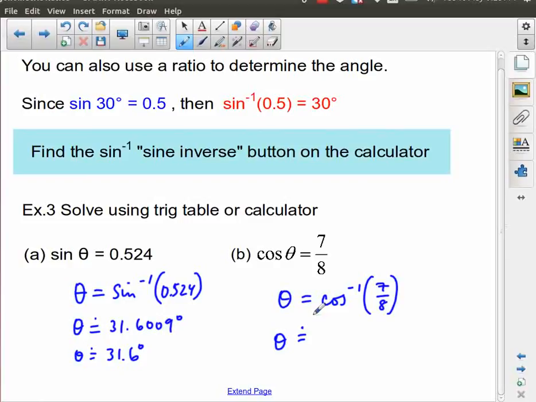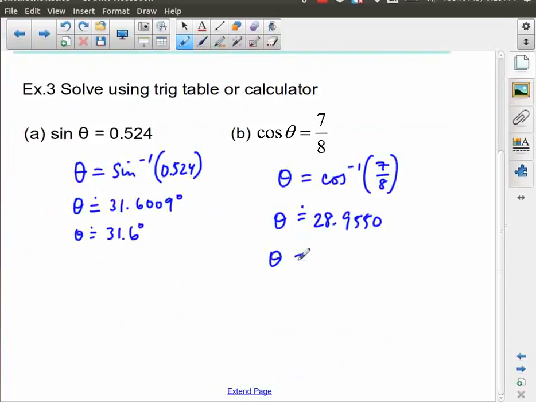And that is equal to approximately 28.9550, which I might round. Theta is approximately equal to, well, if I round this to 1 decimal place, it actually rounds to 29, and I don't want to forget degrees, because this 5 rounds this 9 up to a 0 with a 1 here, so 29.0. If you're not comfortable with this, you do need to get good at doing this on your calculator.